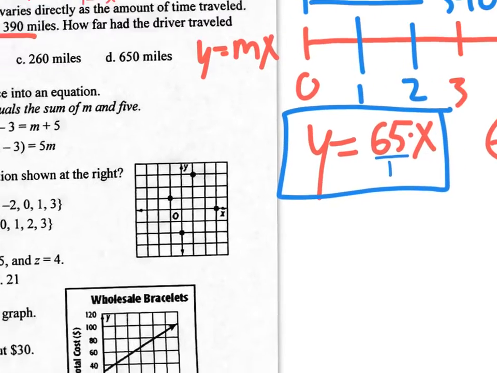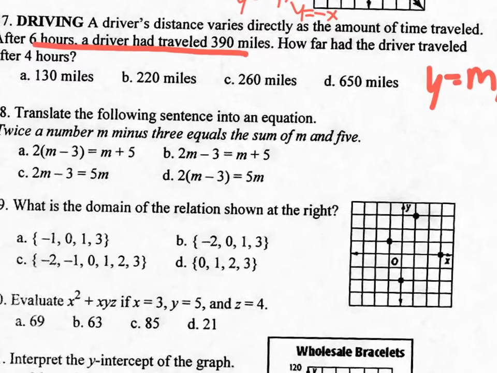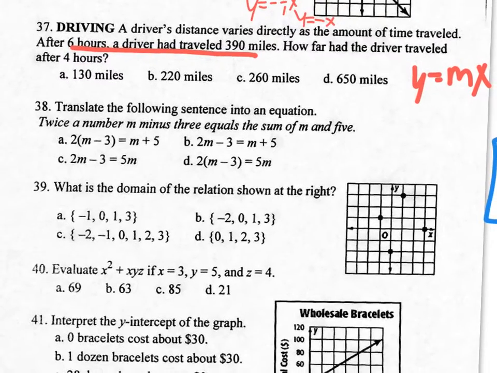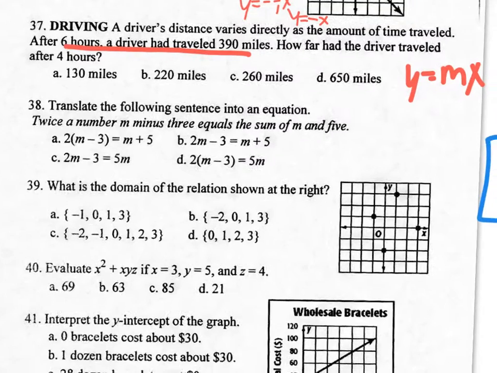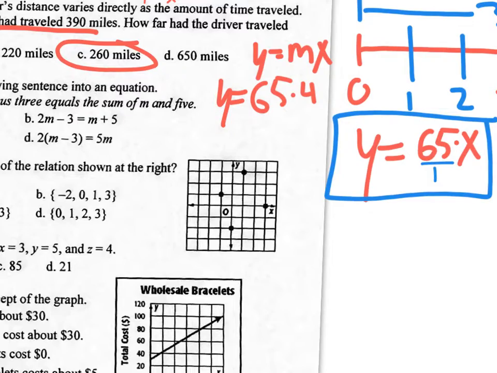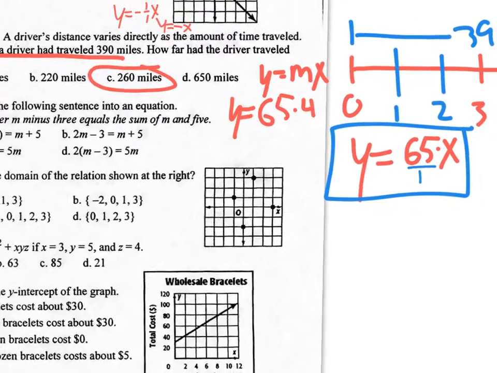Anyway, back to the question. It says, how far had the driver traveled after 4 hours? So you would simply say, with your equation, y equals 65 times 4. Let's figure that out with the calculator, and you will get 260, which is option C. Okie doke. I hope that makes sense.